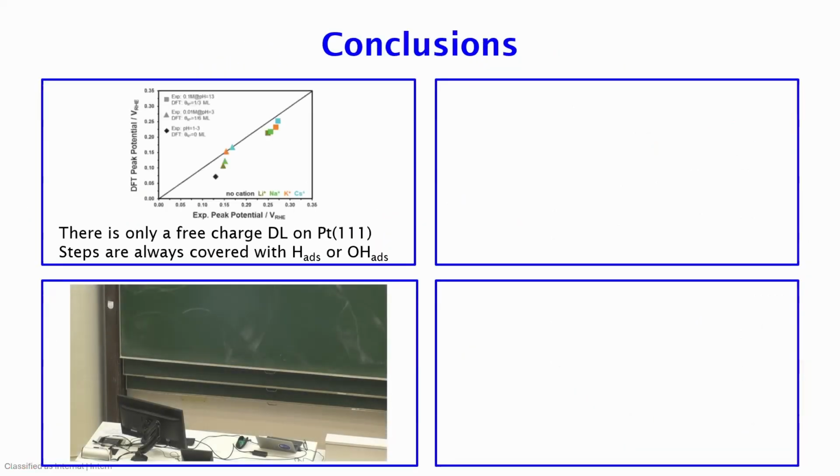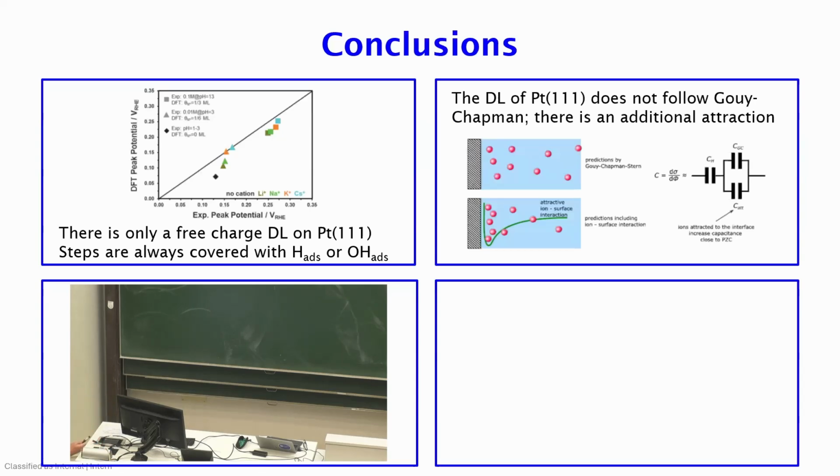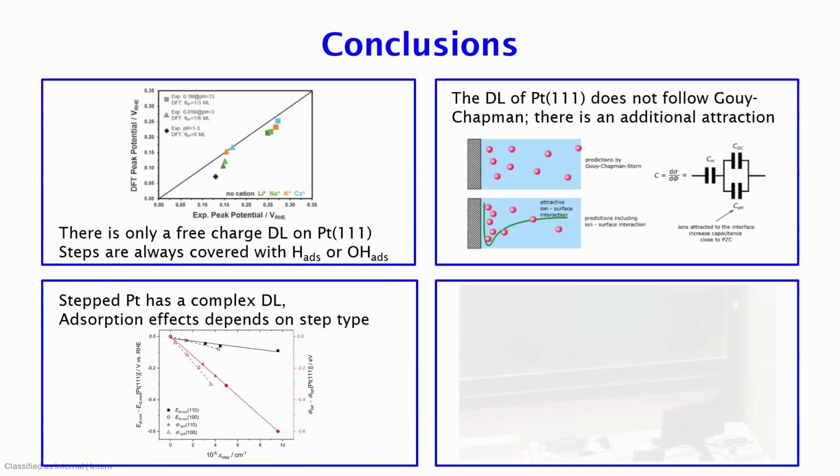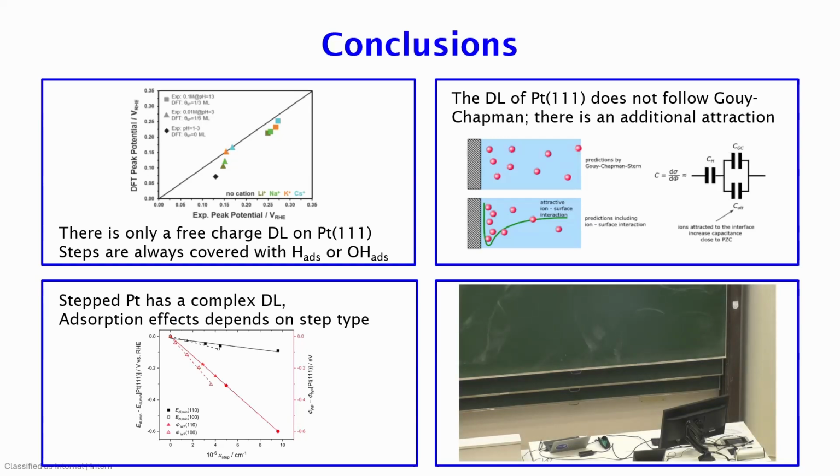Okay, that brings me to my conclusions. I showed you that there's a free charge double layer on platinum 111, but step sites are always covered with hydrogen or OH, and so it's very difficult to associate any free charge with them. The double layer of platinum 111 does not seem to follow the classic Gouy-Chapman model. There seems to be an additional interaction channel, and we can argue what exactly that is, but it's weak. It seems to be effectively electrostatic, but it increases the capacitance much beyond what we expect on the basis of Gouy-Chapman.